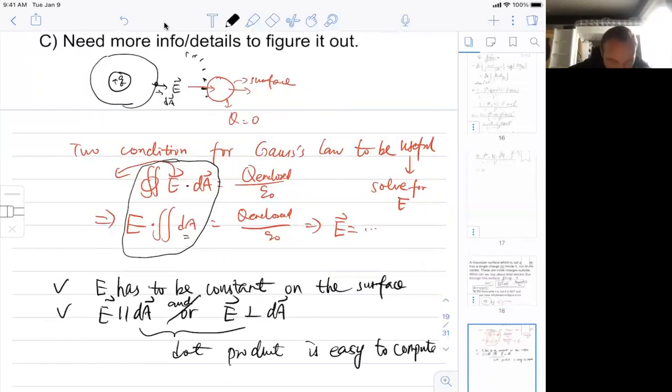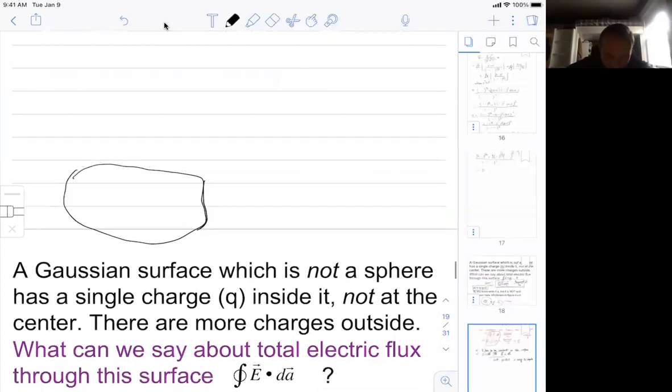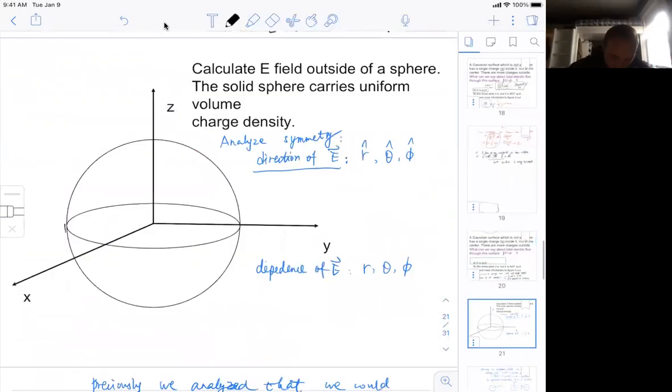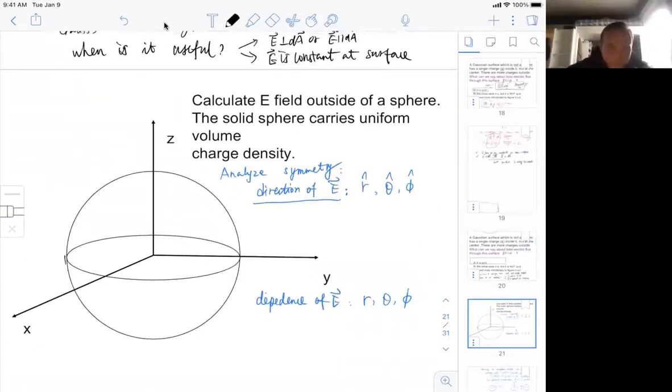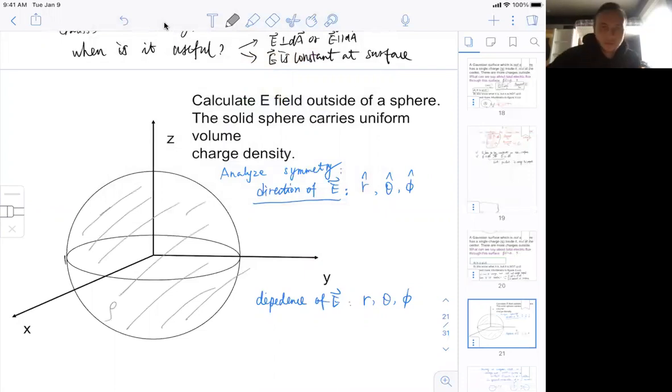So now let's actually use Gauss's law to solve the problem we did in the previous class. That was quite complicated. We used integration to do this, but now let's do it with Gauss's law. Okay, so we have a uniform charge density. Throughout this volume, this is a volume charge with rho that's uniform. We want to find the E field outside of this unit solid sphere. And I argue Gauss's law is useful here.